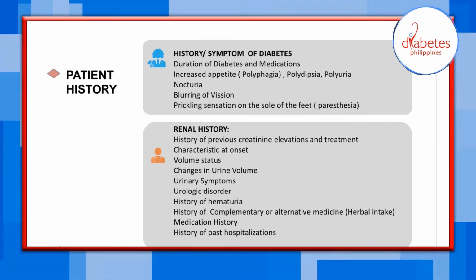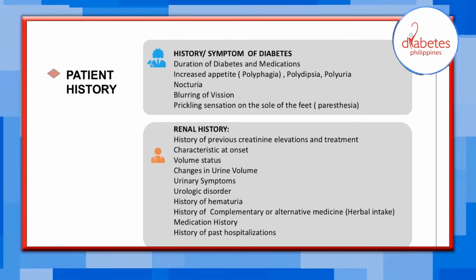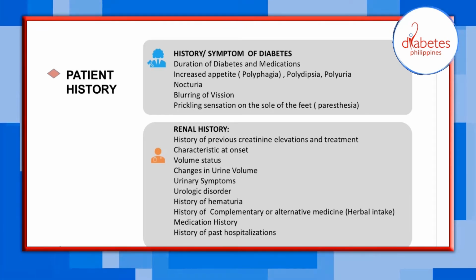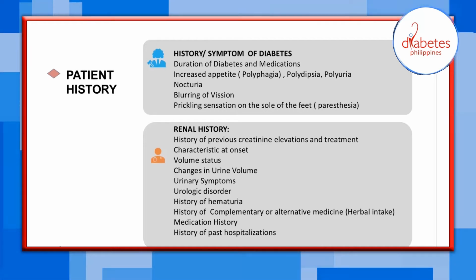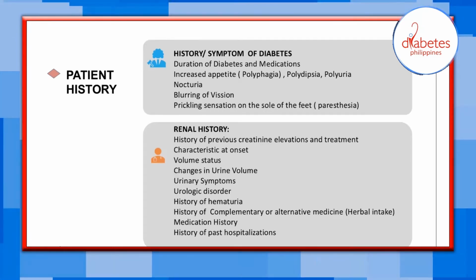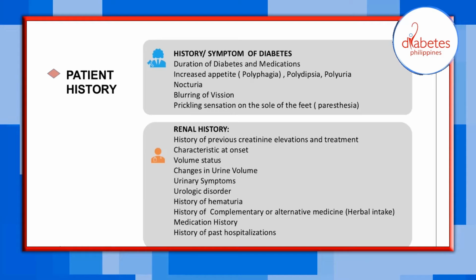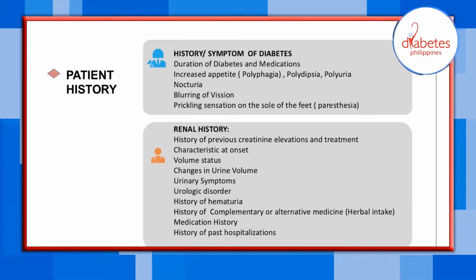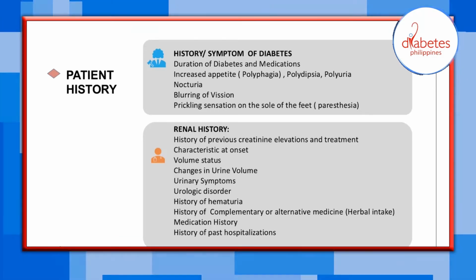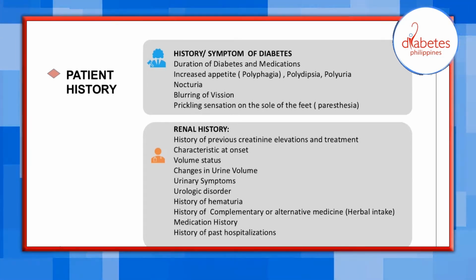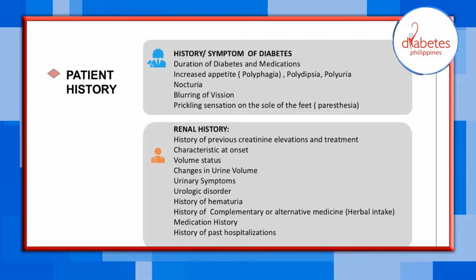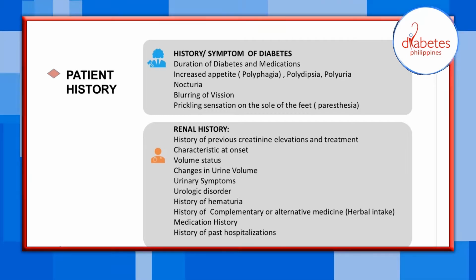Second is the characteristic of your patient at the onset of consult. So you have to assess if your patient is stable or if your patient manifests with signs and symptoms of uremia or end-stage renal failure. And this includes decrease in appetite, weight loss, nausea, pruritus, abdominal pain, or changes in sensorium.